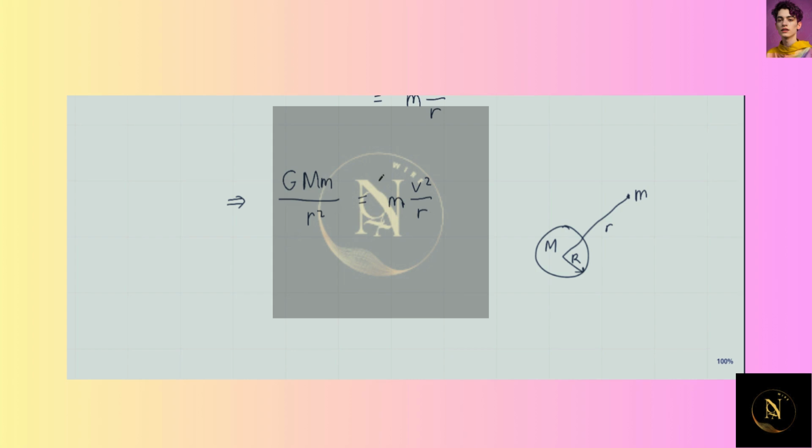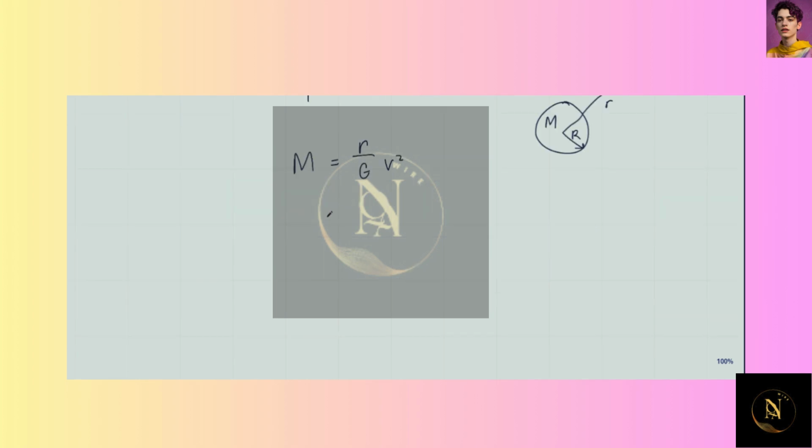So if we look at this equation, the small m's cancel on either side, and we get that the mass of the Earth, capital M, is equal to r over G times v squared. And if we assume that this orbit of the Moon is circular about the Earth, then the velocity at which the Moon orbits the Earth is equal to its circumference, 2 pi r, over its period, tau.